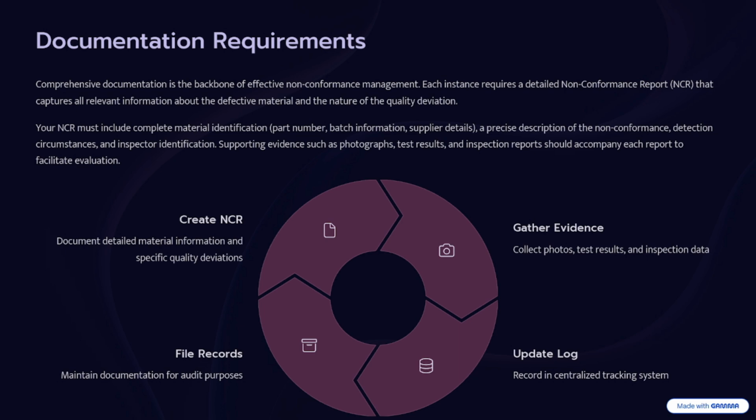Comprehensive documentation is the backbone of effective non-conformance management. Each instance requires a detailed non-conformance report that captures all the relevant information about the defective materials and the nature of the quality deviation. Your NCR must include complete material identification, part number, batch number, supply detail, a precise description of non-conforming detection circumstance, inspector identification, and supporting evidence such as photographs, test results, and inspection reports, which should accompany each report to facilitate evaluation.